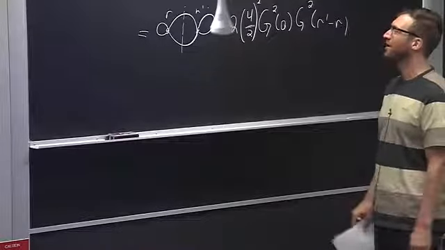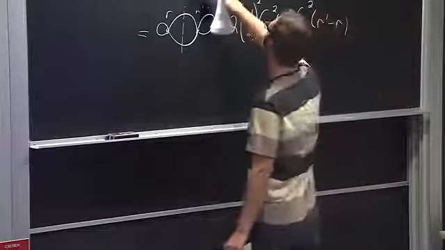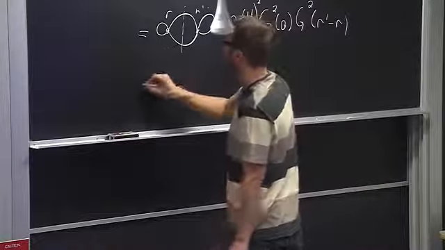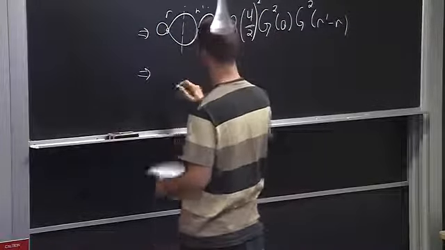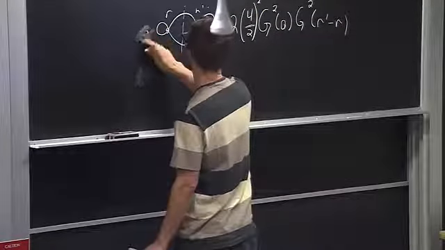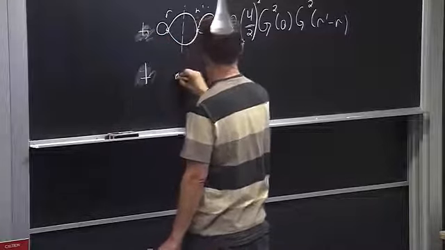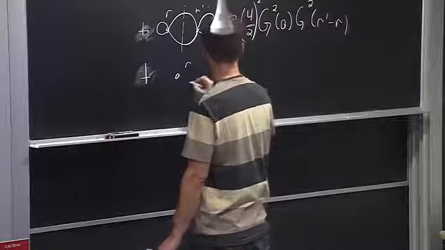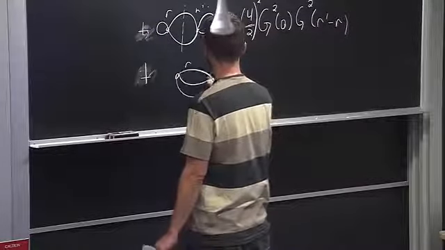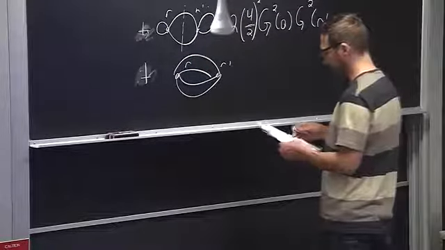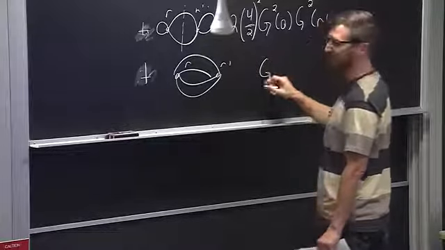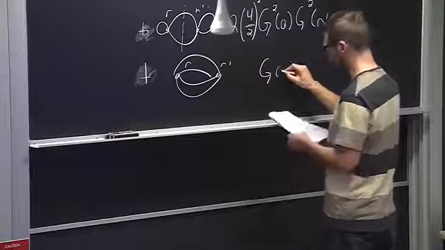What else? Oh, you can also just connect these two over here, right? I don't know why I have equal signs. These should be plus signs. Yeah, let's put pluses here. So then I have R and R prime, 1, 2, 3, 4. And that's going to be G, all R prime minus R.